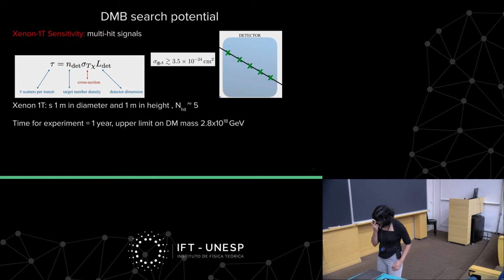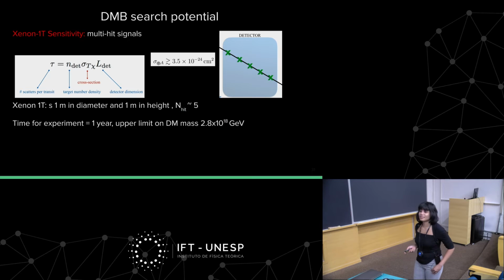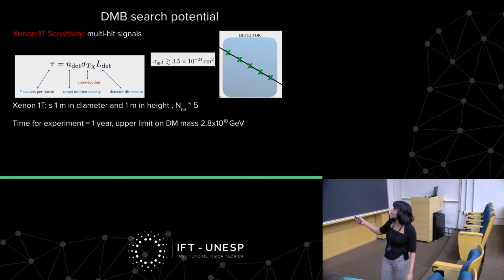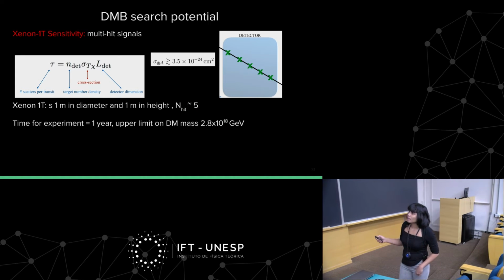So the standard ways are, of course, using the usual direct detection methods. You have a xenon one-ton experiment, where there's a track left behind by multiple scatterings inside the detector. The number of scatters that you would have per transit depends on the target number density, which is the density of the xenon, the cross section of the dark matter balls with the xenon nuclei, and the detector dimensions. Based on that, we are able to derive what the upper bound would be for the xenon one-ton experiment.